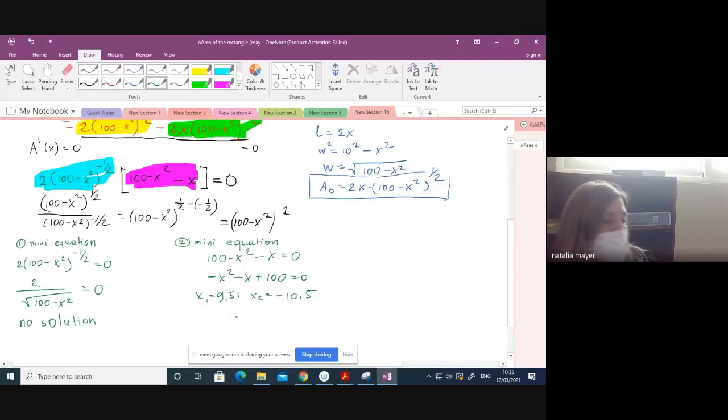9.5. Also 9.5, and the other one 10.5. Negative or positive? Negative. Okay, let's see. I didn't solve this before. I hope that we didn't make a mistake anywhere. So, what can you say about this solution? Refuse it because it's negative. The dimensions cannot be negative.